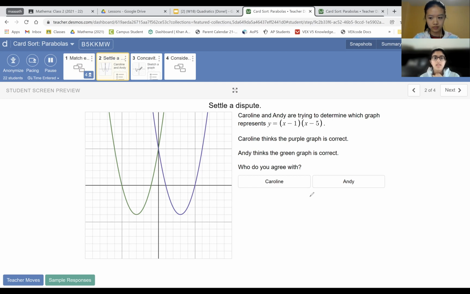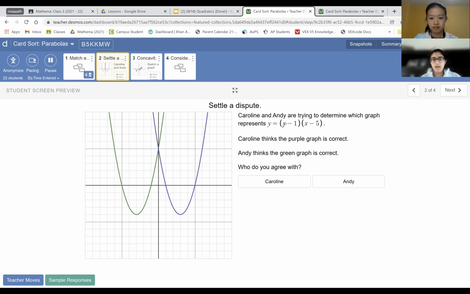Who do you agree with? So the first thing we should do is see what we can find from the equation. We're given it in the factored format. So that means we have the x-intercepts given to us, right?